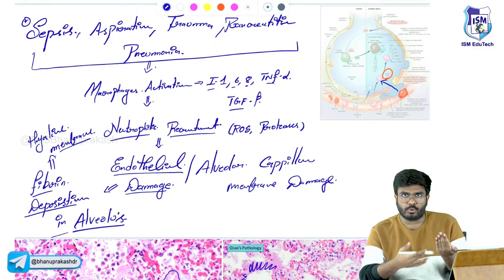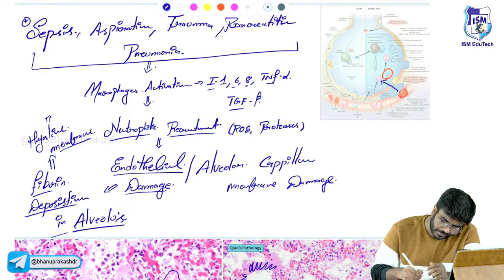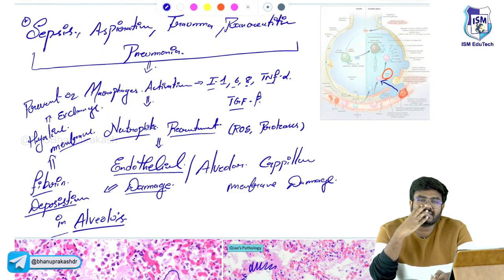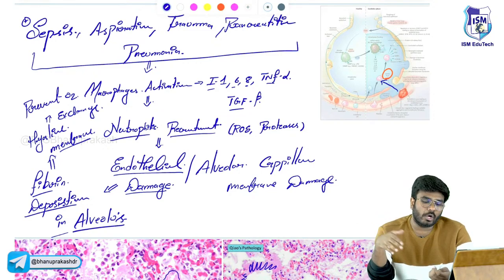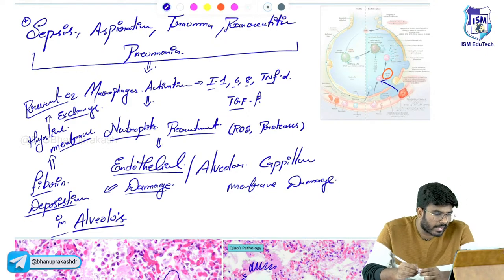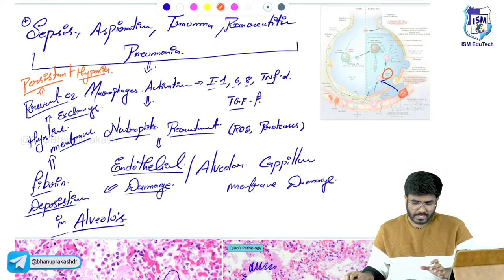Because of this abnormal protein, do you think proper gaseous exchange will occur? What will this hyaline membrane do? It will prevent the oxygen exchange. Even if you give oxygen with the breathing mask, the oxygen saturation will not improve, because there is a deposition of this hyaline membrane which is preventing the oxygen exchange. So there is going to be persistent hypoxia.